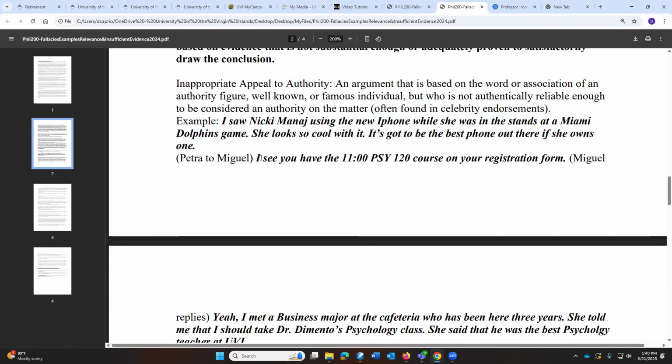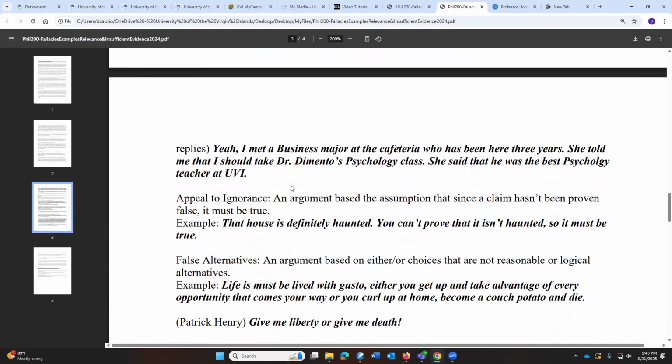Petra says to Miguel, "I see you have the 11 o'clock Psych 120 course on your registration form." And Miguel says, "Yeah, I met a business major at the cafeteria who's been here 3 years. She told me I should take Dr. Demento's psychology class. She said he was the best psychology teacher at UVI. I don't know about that."